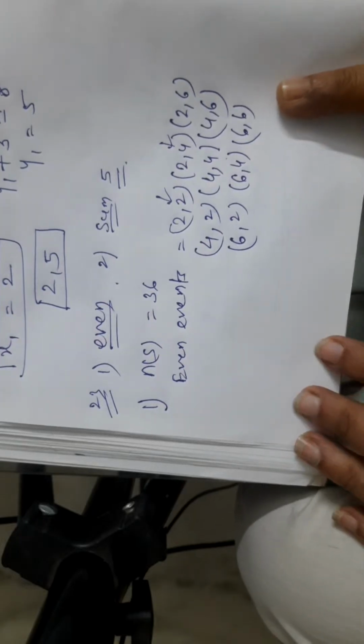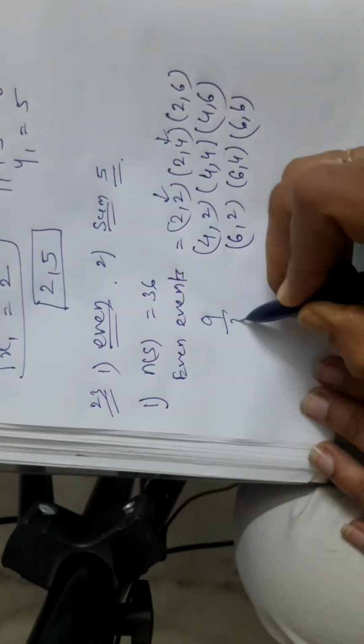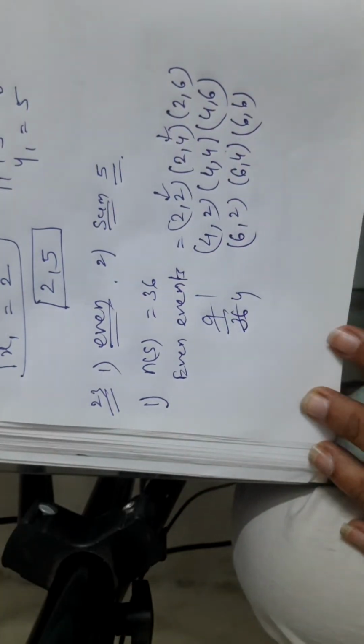So in total, 9 events are there. 9 upon 36, so 1 by 4 is the first answer. Have you got 1 by 9? It's 1 by 4 for even.